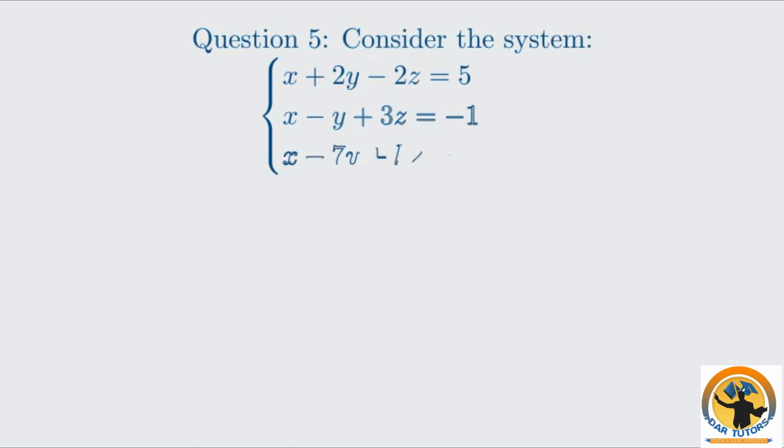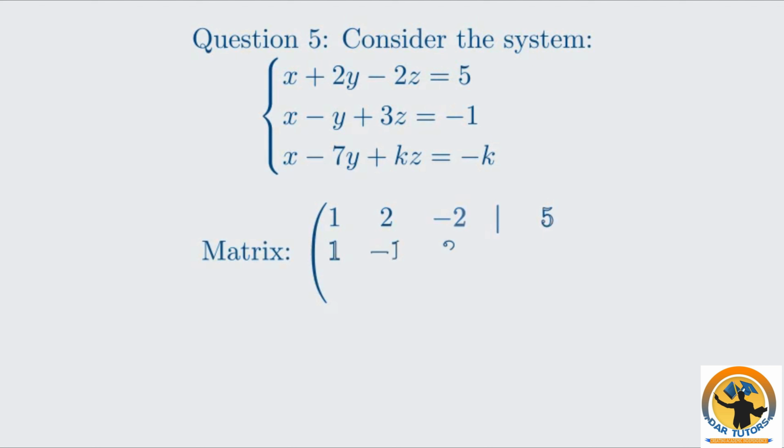Here is the solution for question 5. We need to find the value of k for which the system has infinitely many solutions, and then find the solution set. The augmented matrix is 1, 2, -2, 5 in the first row, 1, -1, 3, -1 in the second, and 1, -7, k, -k in the third.